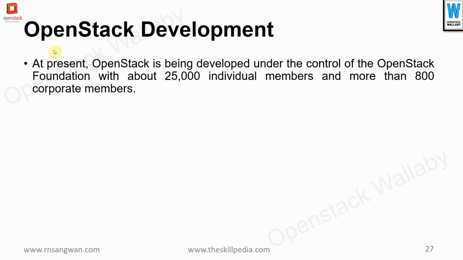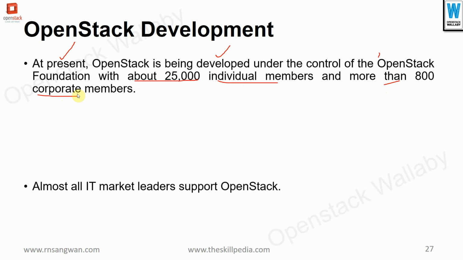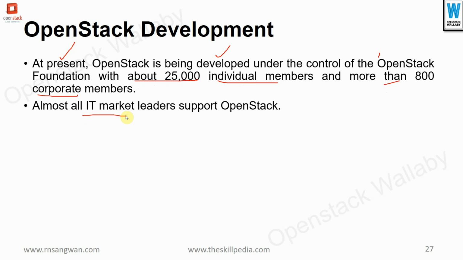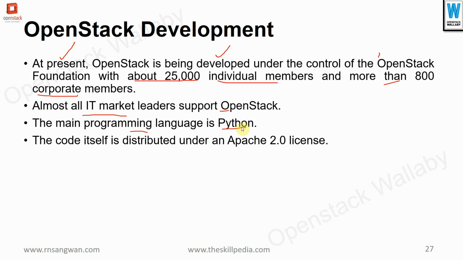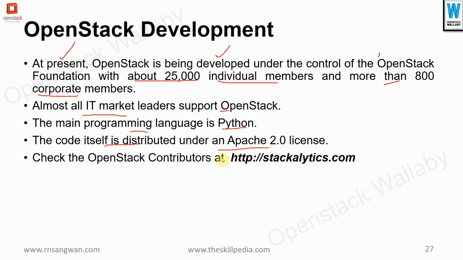OpenStack development. At present, OpenStack is being developed under the control of the OpenStack Foundation with about 25,000 individual members and more than 800 corporate members. Almost all IT market leaders support OpenStack. The main programming language of OpenStack is Python. The code itself is distributed under the Apache 2 license. Check for OpenStack contributors at this URL, that is stackanalytics.com.